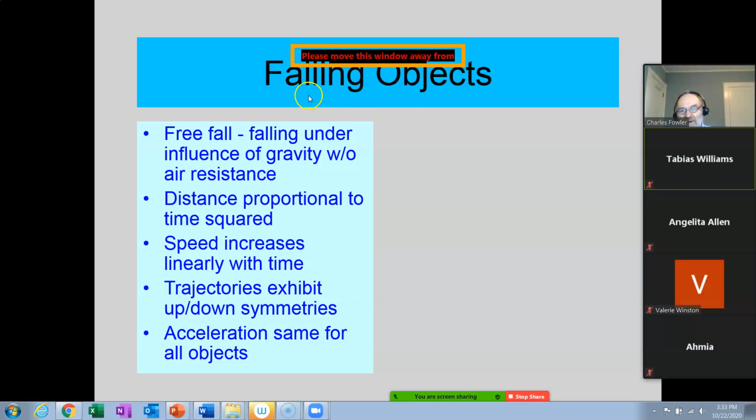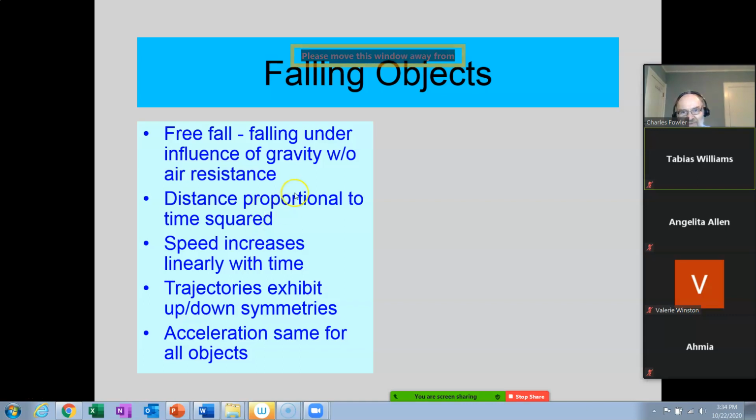So we've already defined free fall. We did that last time. Falling under the influence of gravity without air resistance, which is not reasonable, except at slow speeds, when air resistance is negligible because the air resistance is proportional to the square of the speed. And if the speed's very low, the square of the speed is very, very low. So for very low speeds, that is a legitimate assumption. Okay, we've already seen that distance is proportional to time squared. The formula showed that.